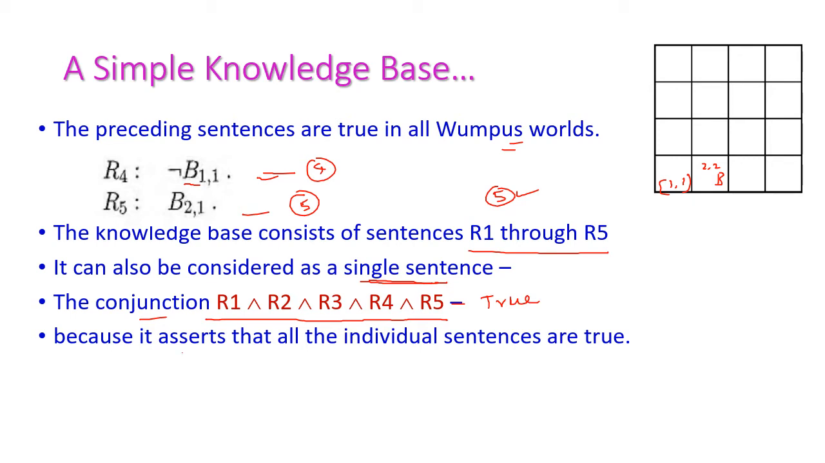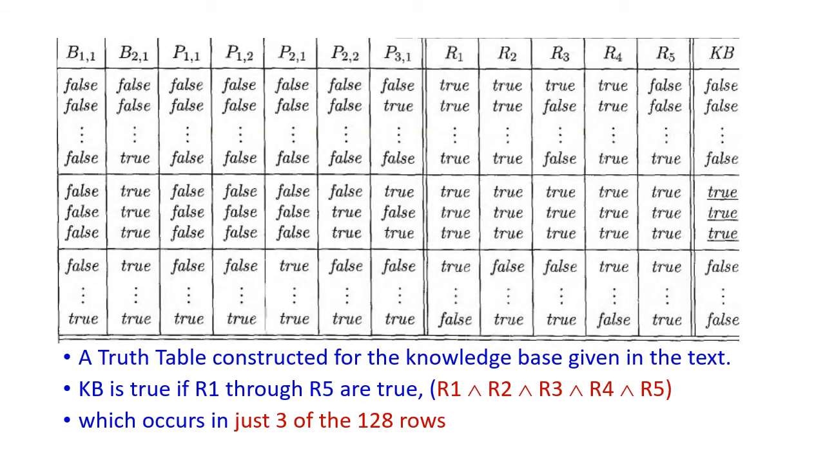Because it asserts that all individual sentences are true. All individual sentences are true. Next, with all these sentences, we try to construct a truth table. In this truth table, we have all the possible variables and sentences.